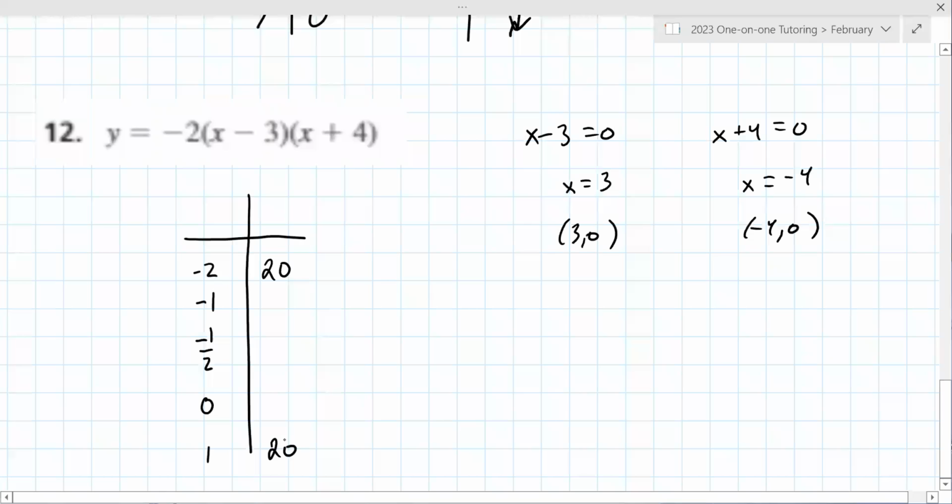I would suggest doing the positive ones in the zeros rather than the negatives. I'm just plugging it into a calculator. Oh, you are. Oh, fantastic. Okay. All right.